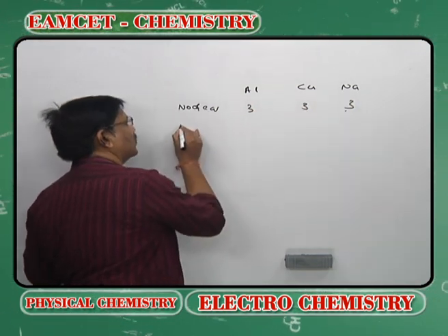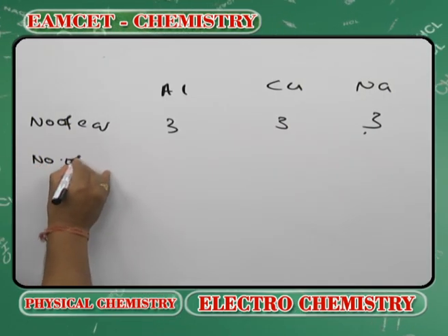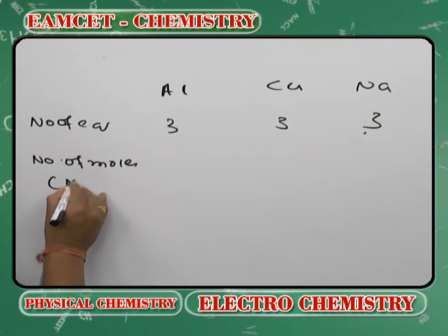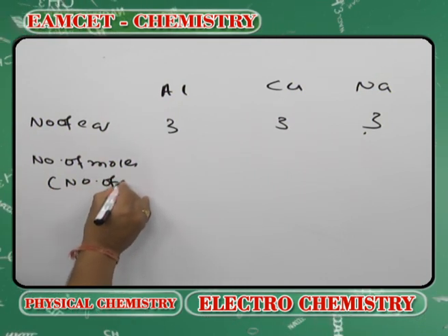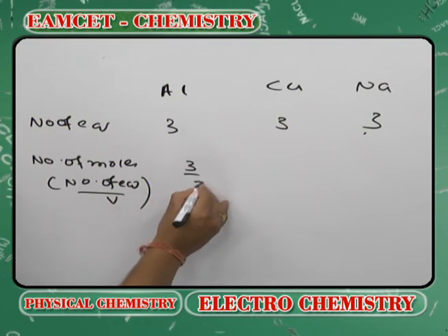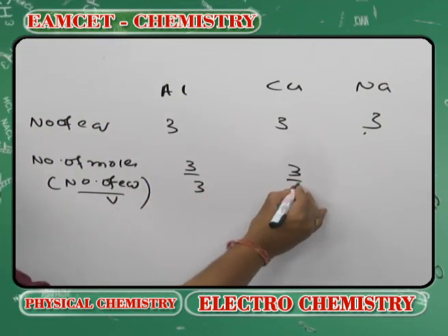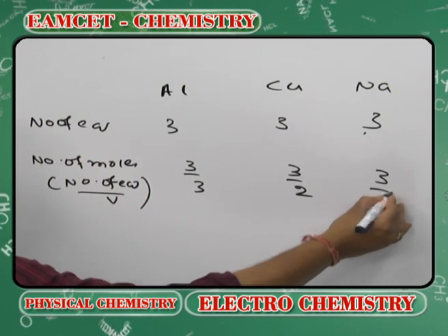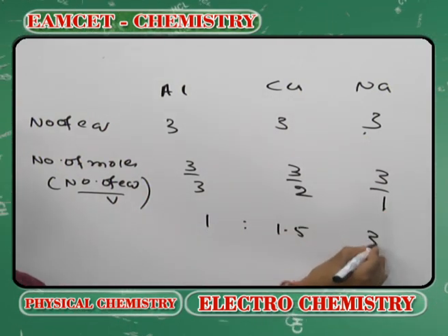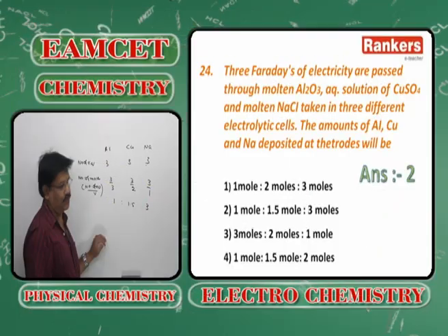What will be the number of moles? How do you get the number of moles? Number of equivalents by valency. 3 by 3 is 1. For copper, valency is 2, so 1.5. For sodium, valency is 1, so 3. So option 2 is the answer.